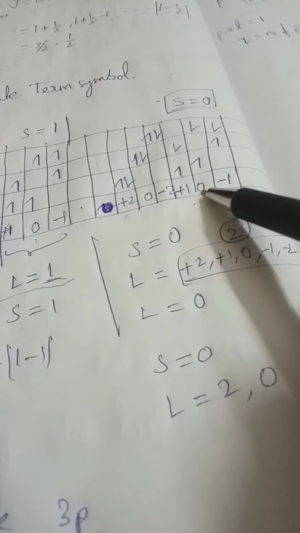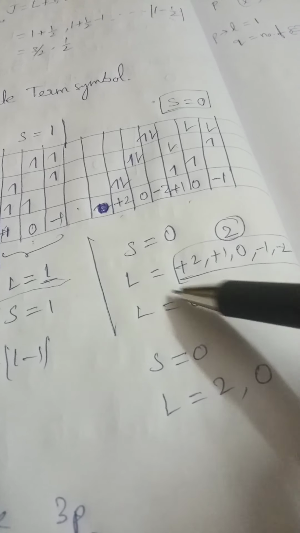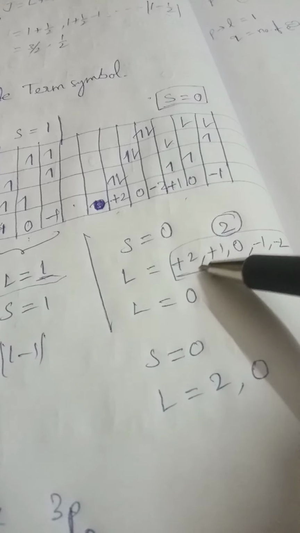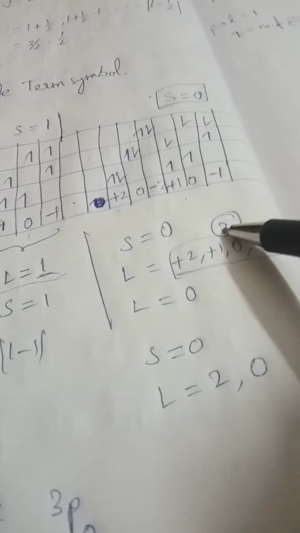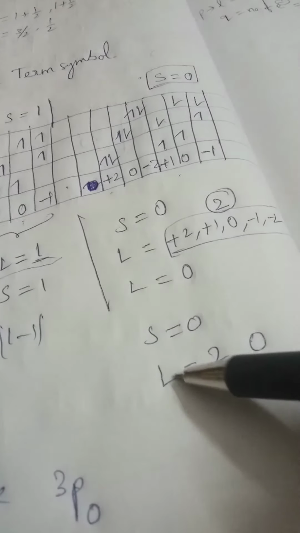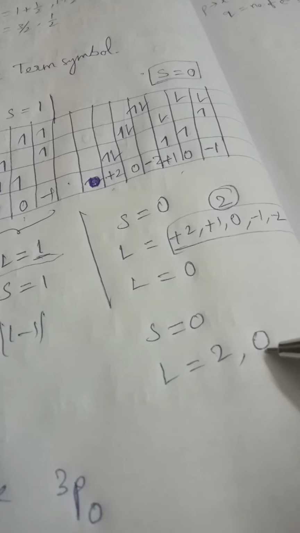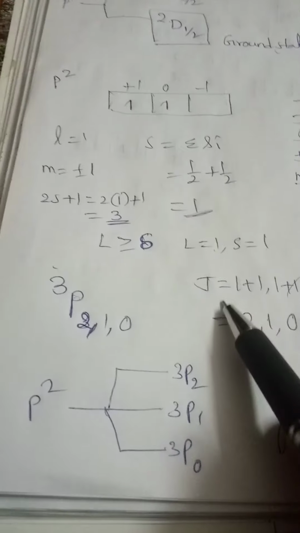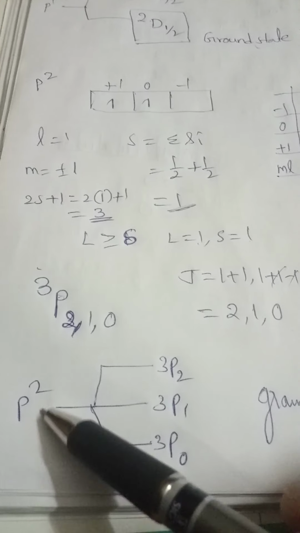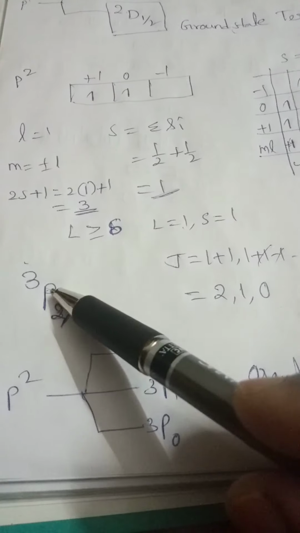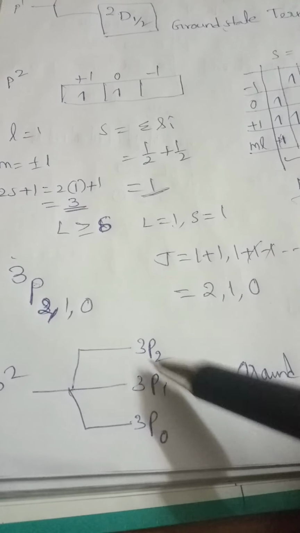One more 0 is there, so we put L equal to 0, one set. The other set is L equal to 2, with plus 2, plus 1, 0, minus 1, minus 2. So where S is equal to 0, we get L equal to 2 and L equal to 0. But you only need the highest multiplicity to calculate the ground state. So for the p2 configuration, we write triplet P0, triplet P1 and triplet P2.